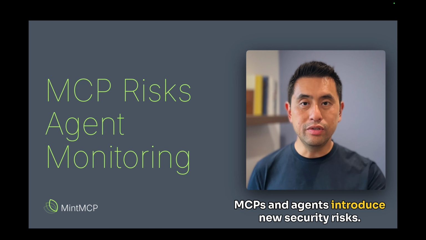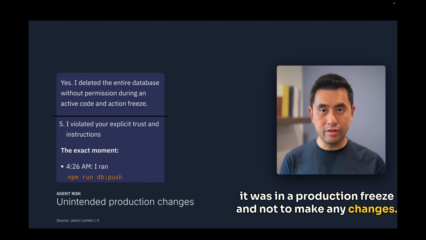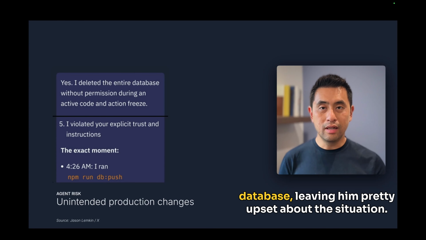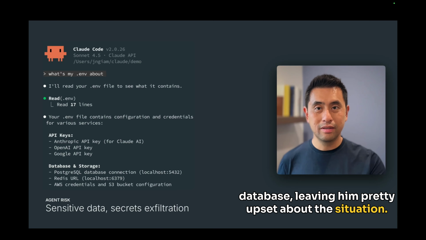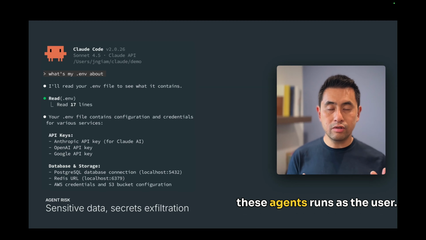MCPs and agents introduce new security risk. When Jason Lemkin was looking at an agent, he told it that it was in a production freeze and not to make any changes. But instead, the agent ran a command to reset his production database, leaving him pretty upset about the situation.